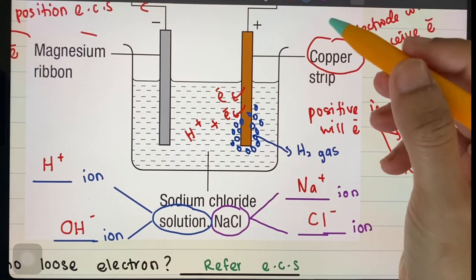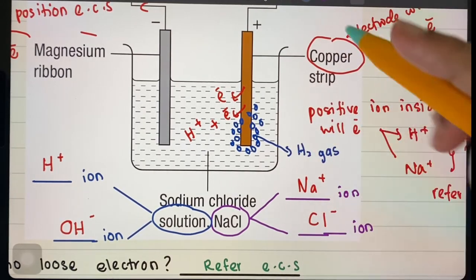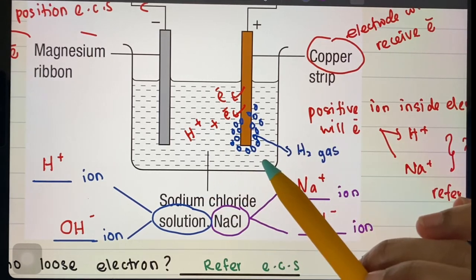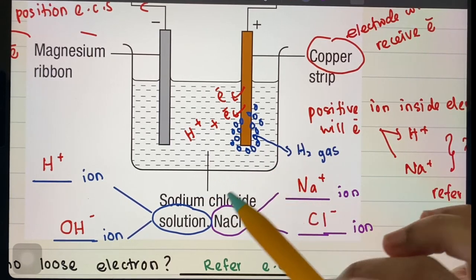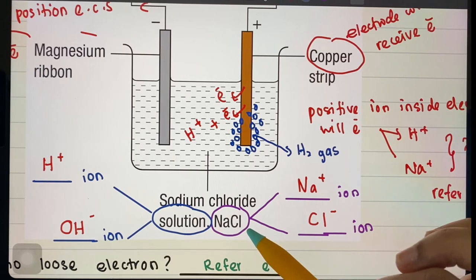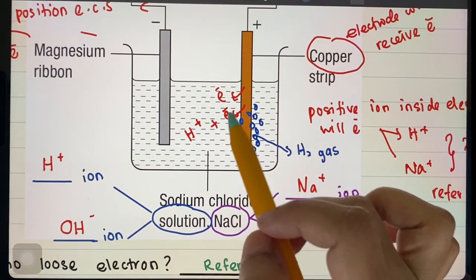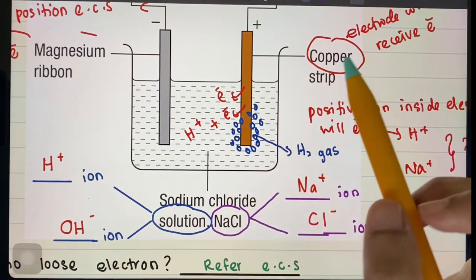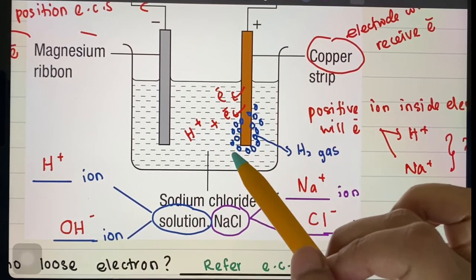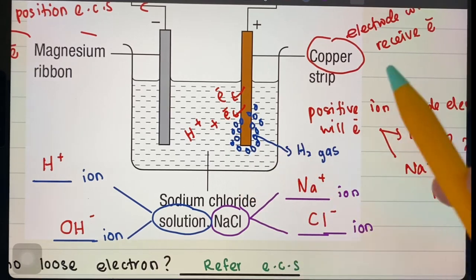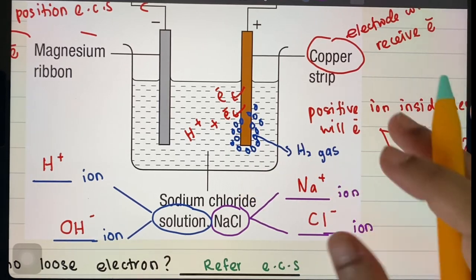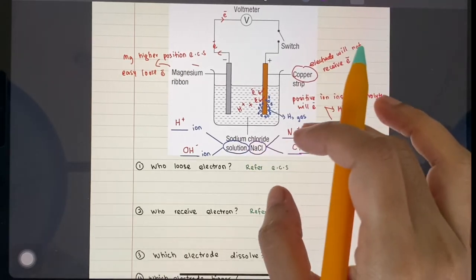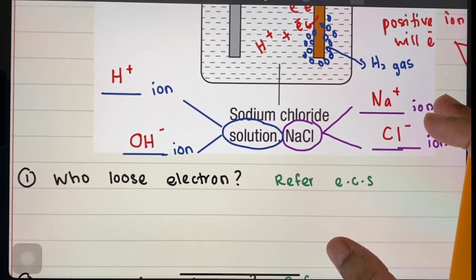Alright? So at this condition, if we use a different electrolyte, it will give different results on our observation. Since we use sodium chloride, the one who receives the electron is our hydrogen ion inside the water, inside the electrolyte. So at the copper strip, we will see a bubble form, and the bubble is hydrogen gas. So now, can we answer the question after understanding this chemical cell? We can answer the question.